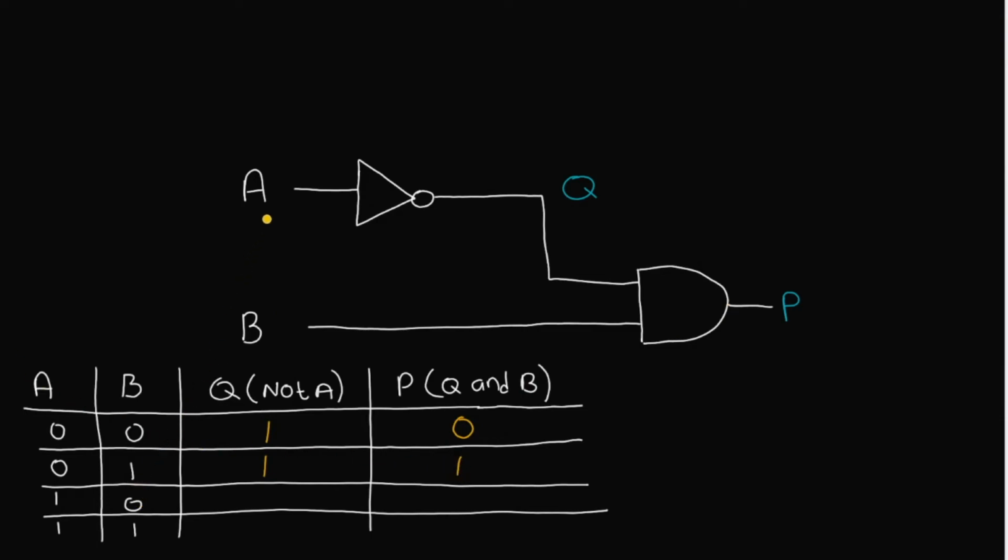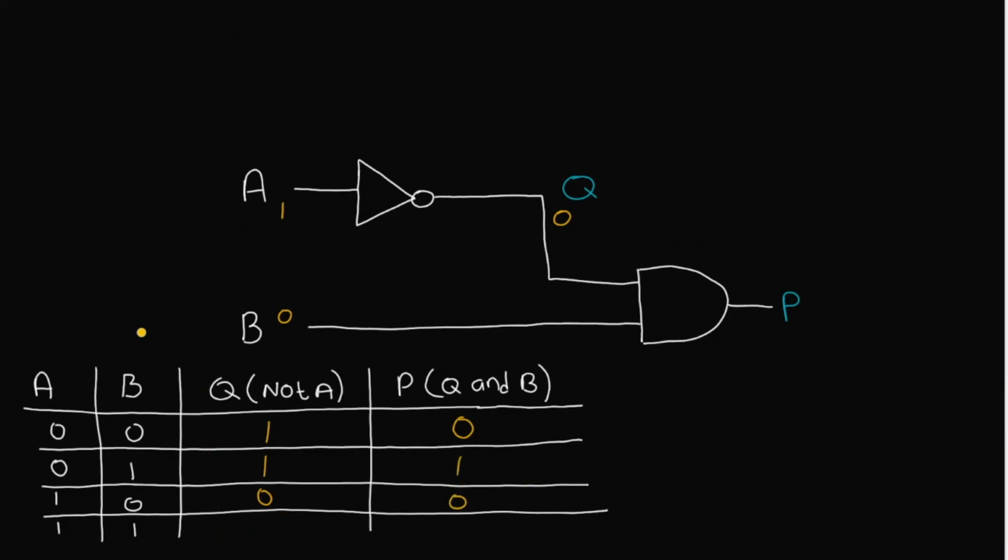For the third input, we have A being 1 and B being 0. Again, 1 is passed through this NOT gate, so it's flipped to a 0. So Q is actually going to be 0, and B is 0. There are 2 zeros being passed into this AND gate, which will give an output of 0.